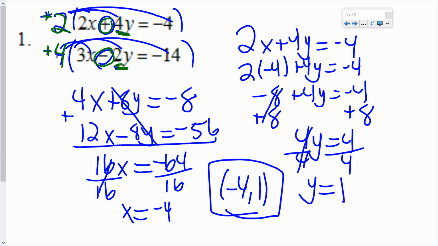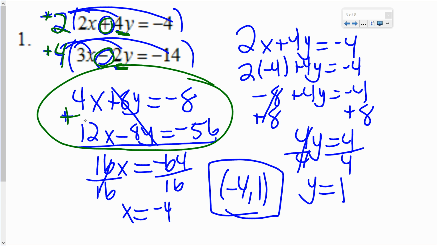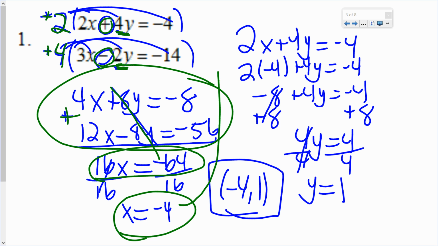So I multiplied everything through. That's where this came from. And I added them together. The y's canceled. I got my 16x equals negative 64. I solved that. I got x equals negative 4. Once I had that, I substituted into one of the original equations. I solved it for y. Once I have x and y, I'm done.